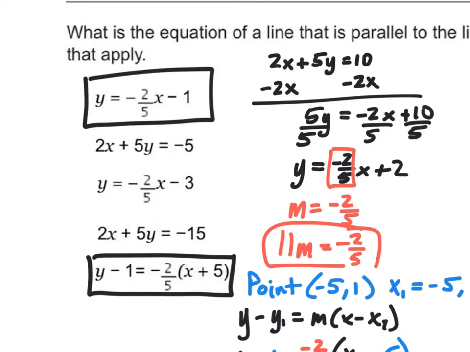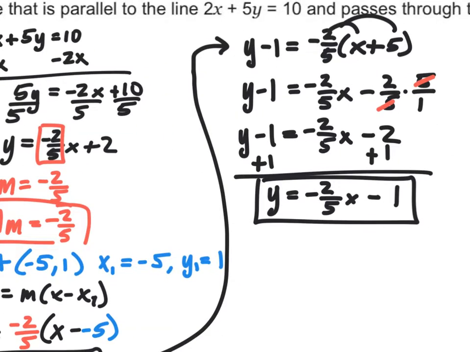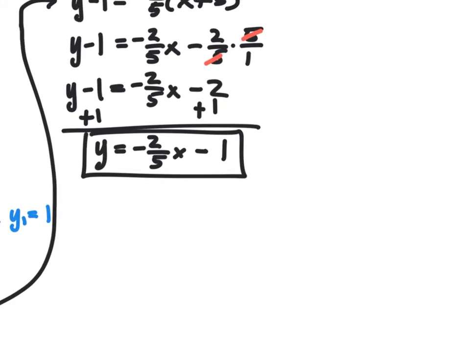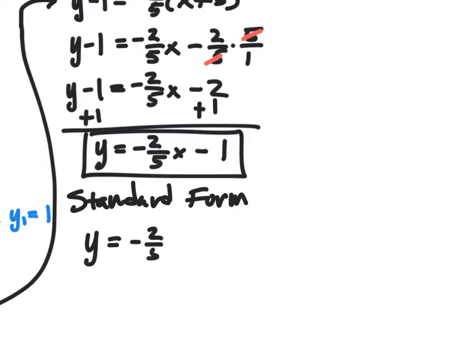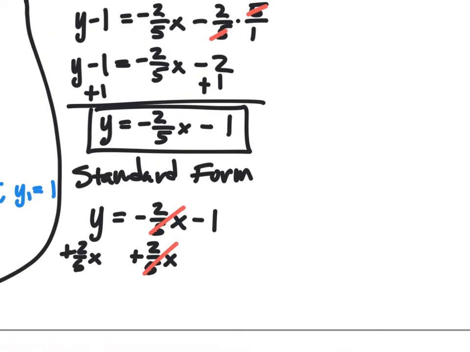Now what I want to do is put this into standard form. So watch what I do for standard form. This is really important that we write this one down. So I've got y is equal to negative 2/5 x minus 1. What I'm going to do is add 2/5 x to the other side. I'm going to take this value right here and move it over. So I'm going to add 2/5 x to this side. These add to 0: negative 2/5 x plus 2/5 x becomes 0. So therefore, I get 2/5 x plus y is equal to negative 1.